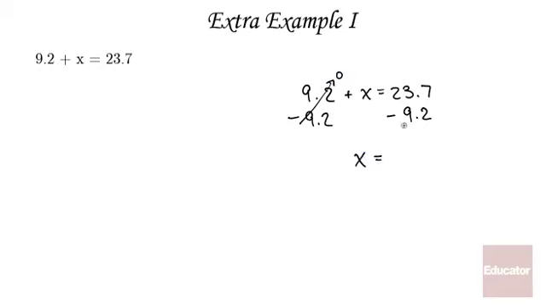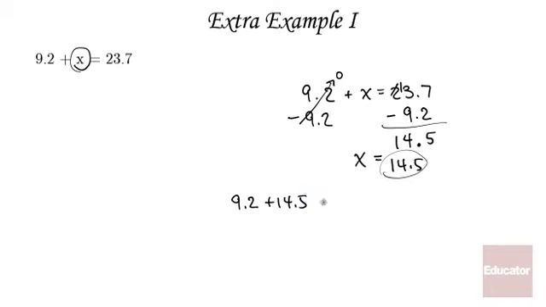We've gotten x alone. 7 minus 2 is 5. 13 minus 9 is 4. And we borrowed, so that's a 1. And remember to bring down your decimal. So x equals 14.5. I'm going to use substitution to check my answer. 9.2. For the x, I'm going to substitute our answer, 14.5. And if I did it correctly, my answer should be 23.7. So I'm going to add my decimals by lining them up.